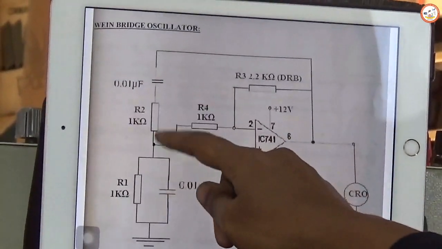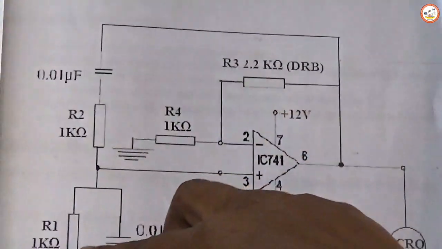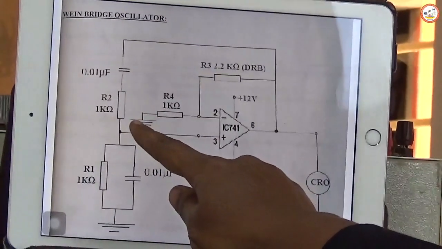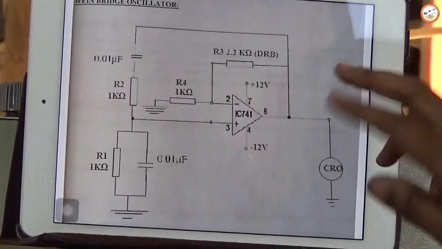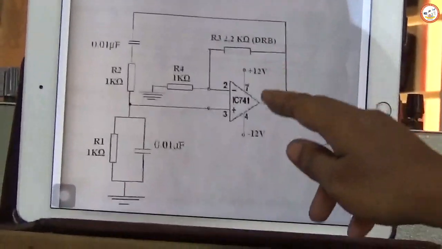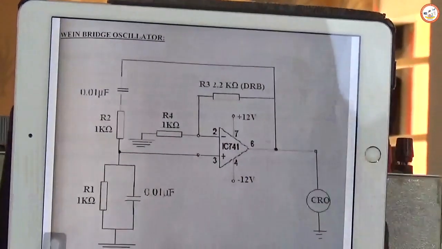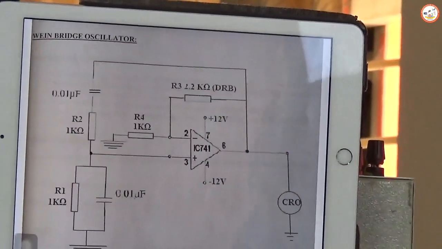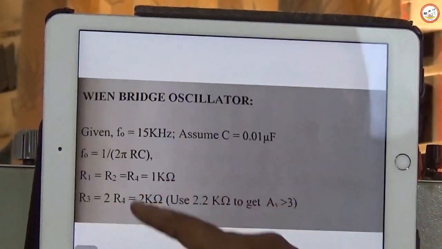In the feedback section you can observe 2 RC sections: one RC section connected in series, another RC section in parallel. One will have a phase lead and the other RC section will work as a phase lag. Those 2 phases will compensate and give a phase shift of 0 degrees, so the overall phase shift produced is 0 degrees. Coming to the second criterion, A beta must be greater than or equal to 1. That will be used while designing the circuit.